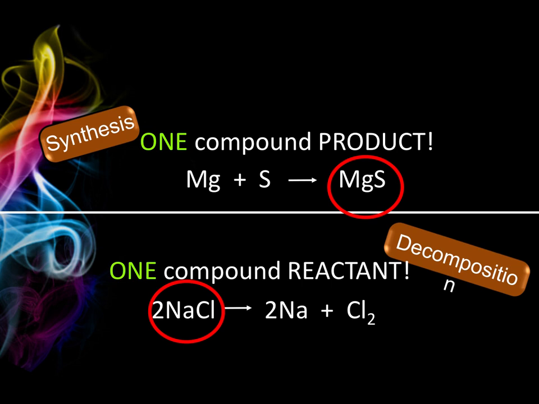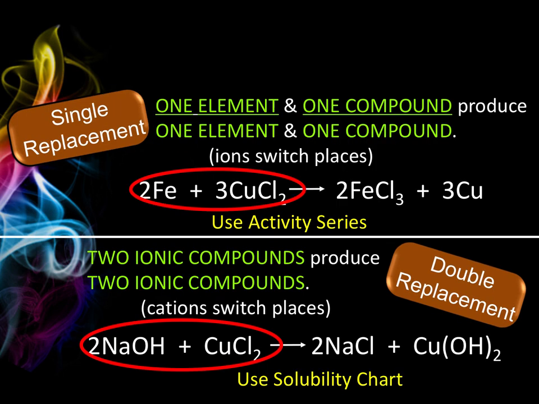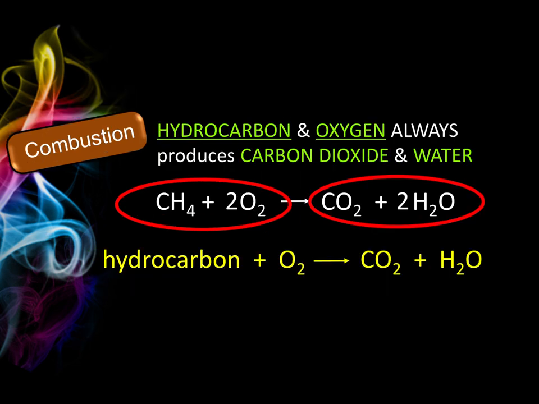All right. As a review, we have a synthesis, one compound product. If I have decomposition, I have one reactant. If I have a single replacement, one element, one compound, one element, one compound, and then two ionic compounds for a double replacement. All right, you can see how it's just the element is right here, the compound is right here, two ionic compounds right there. All right, hydrocarbon and oxygen always produces carbon dioxide and water.